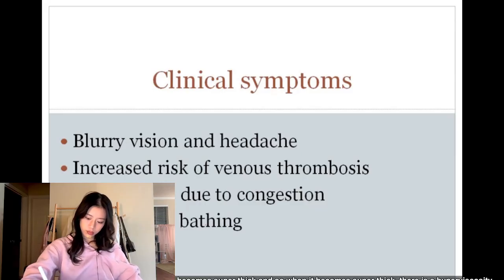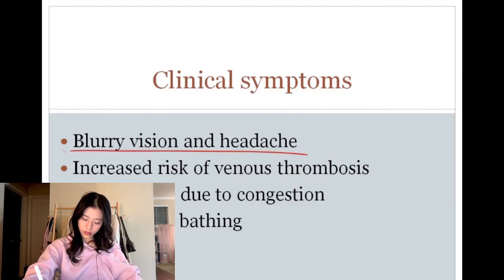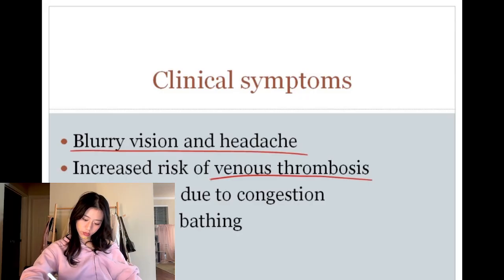And so when it becomes super thick, there's a hyperviscosity to the blood, which can create certain clinical findings. For example, patients get blurry vision and headache due to the high hyperviscosity of the blood. There's also an increased risk of venous thrombosis. Can you remind me from chapter 1 of our discussion, what's a classic venous thrombosis that could arise in these patients? Very high yield for examinations.